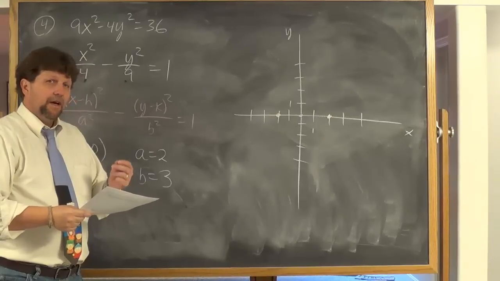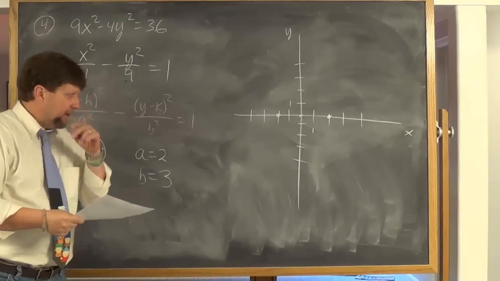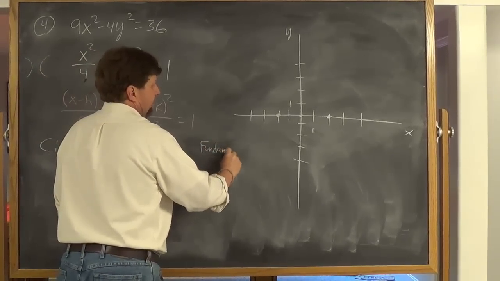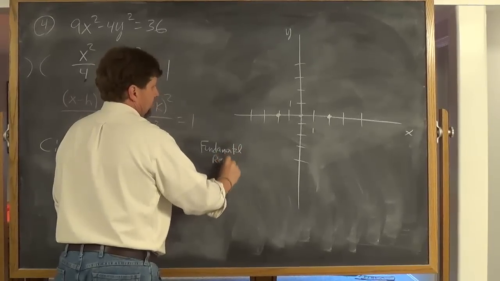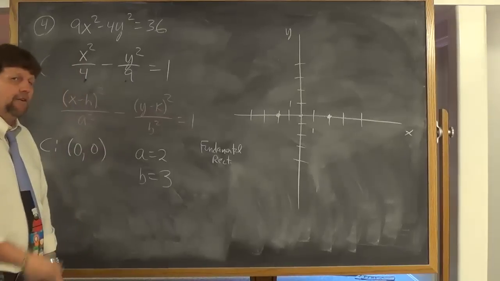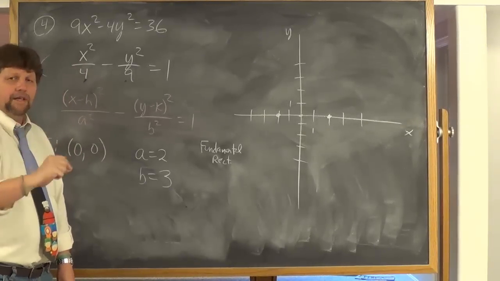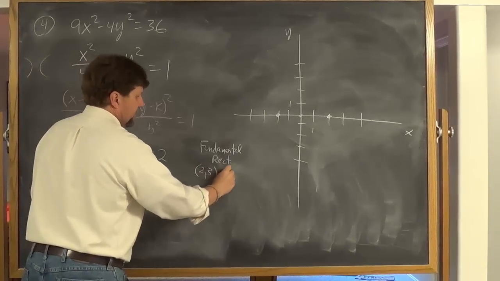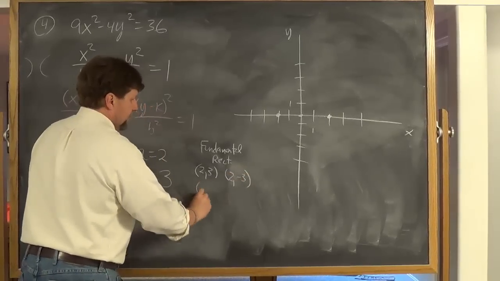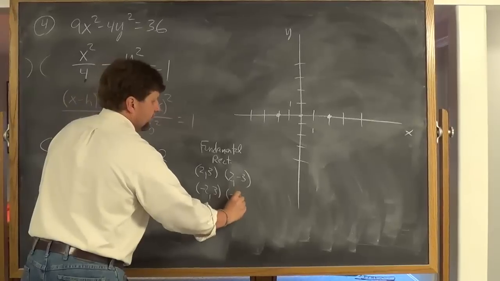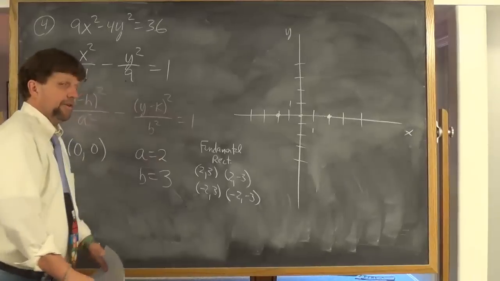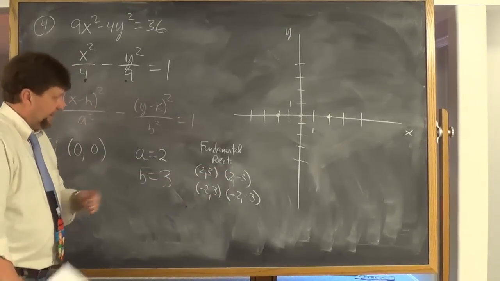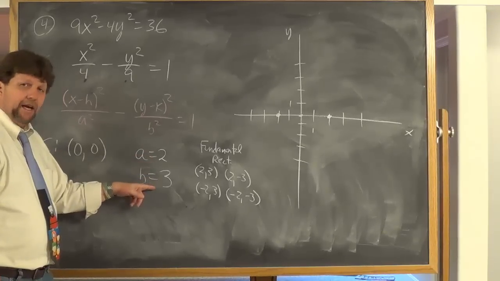Asymptotes can be found by what the book told you, but I make what is called a fundamental rectangle. The fundamental rectangle. And here the coordinates of the 4 corners of the fundamental rectangle would be 2, 3, 2, negative 3, negative 2, 3, and negative 2, negative 3. Do you see how I came up with those 4 points? That's right. It's just combinations of the A and B I have here.